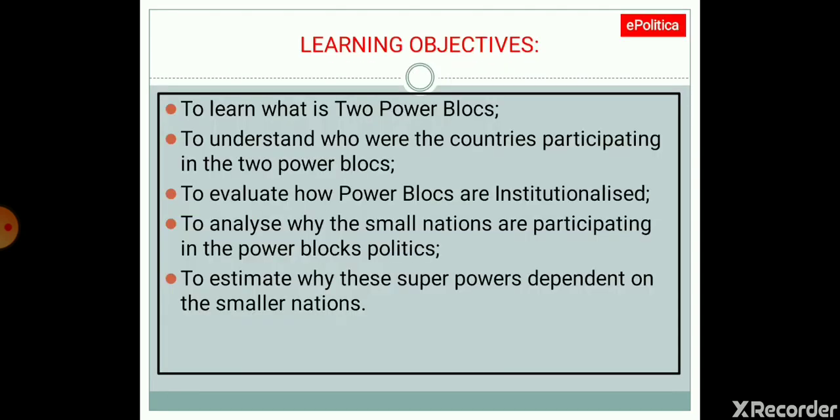What are the learning objectives of this module? The objectives of this module are to learn what the two power blocs are, to understand who were the countries participating in the two power blocs, to evaluate how power blocs are institutionalized, to analyze why the small nations are participating in the power bloc politics, to estimate why these superpowers are dependent on the smaller nations. Therefore, after you complete listening to this module, you'd be able to answer these queries. Let us begin.